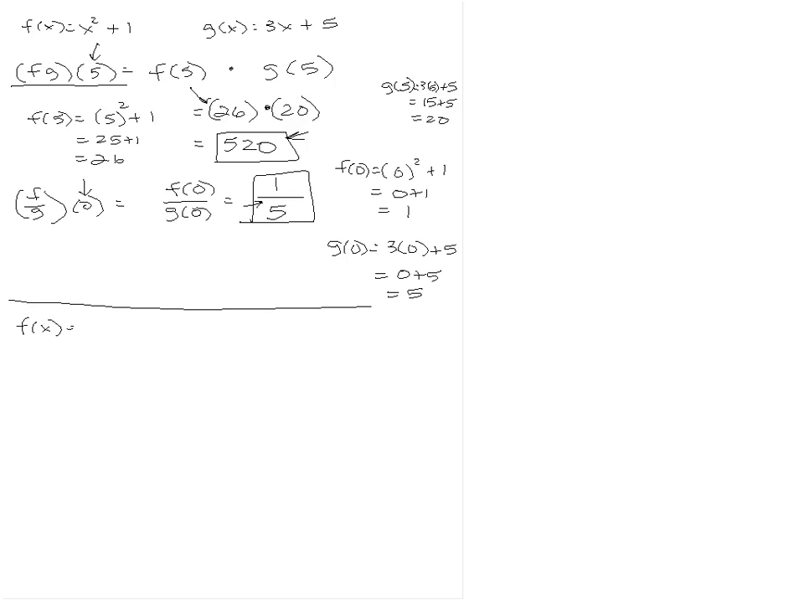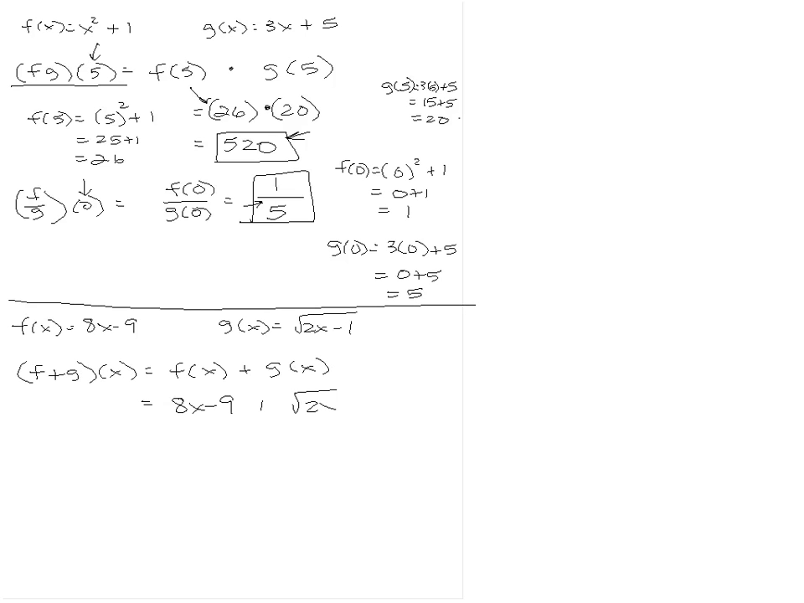What if I gave you f of x is 8x minus 9, and g of x is the square root of 2x minus 1? But I'm asking you to give me f plus g of x, which means f of x plus g of x. What is f of x? 8x minus 9. What is g of x? The square root of 2x minus 1. Can any of these be added together? Nope. So there's my answer.